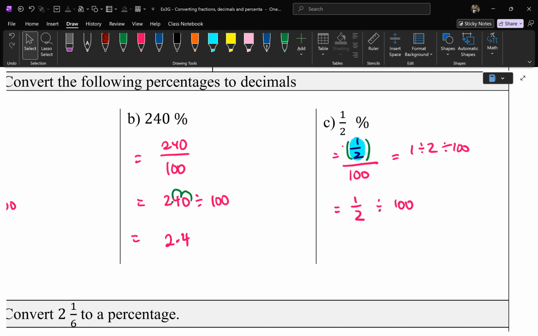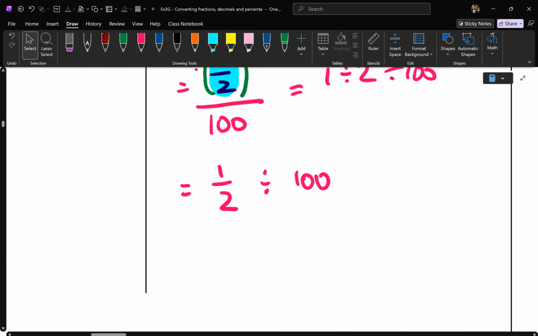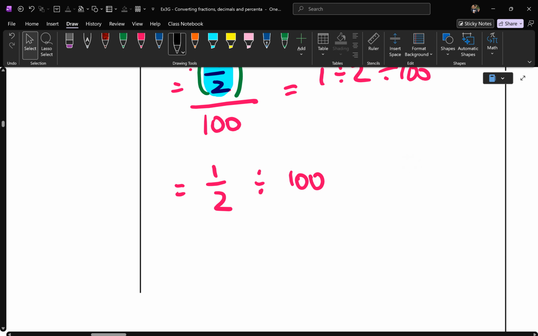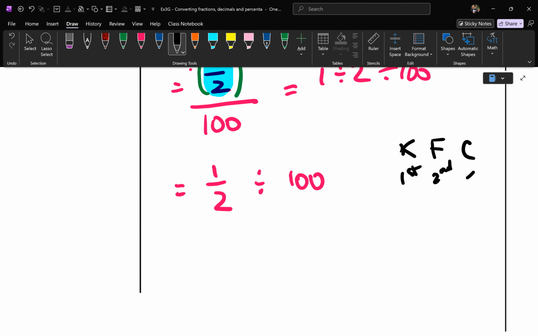Division is KFC, right? So KFC, let's write it out. KFC: keep the first, flip the second, change the sign. So here we go. 100 as a fraction is 100 over 1. So keep the first. Flip the second. Change the sign.